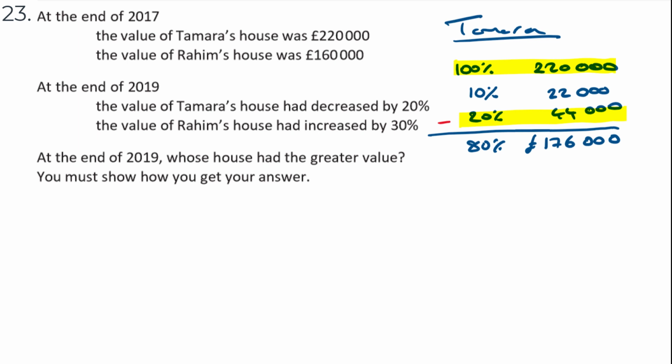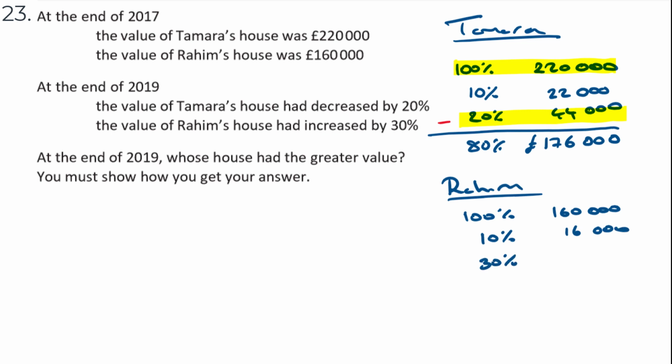Let's have a look at Rahim's situation. He's doing rather well. His is going up, isn't it? So his started out at £160,000. Okay, so then we're going to do a similar approach. Let's find 10% first. 10% is going to be £16,000. So then 30% is going to be 3 lots of 16,000. 16, 32, 48,000, isn't it? Okay, his house has gone up a lot.